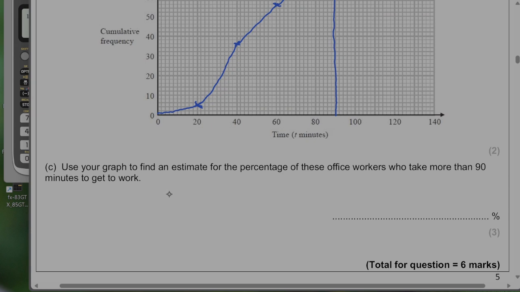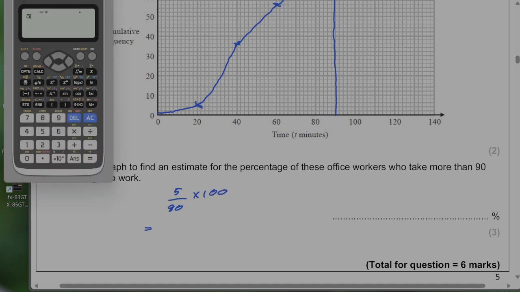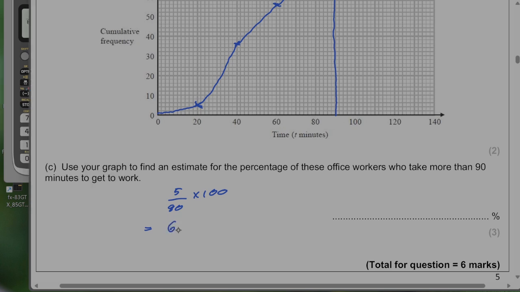That have a time of less, we want more than. So if there are only 80 workers, that's going to be 5 out of 80 times by 100. So 5 out of 80 times by 100 gives us 6.25%.